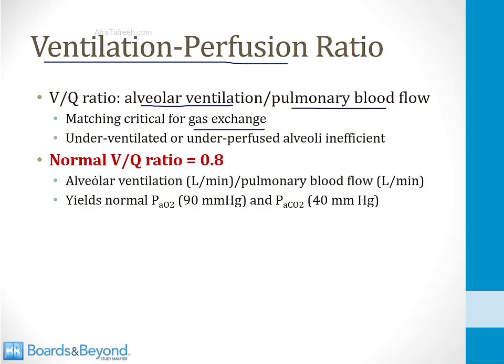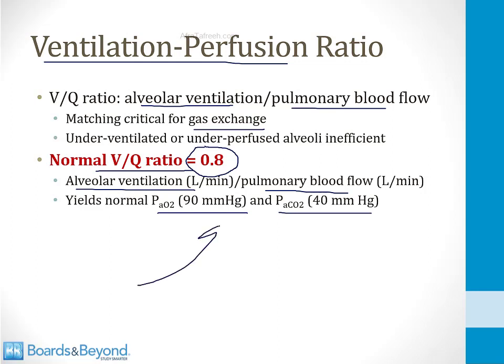So the normal VQ ratio, the ventilation to perfusion ratio for the entire lung, is 0.8. And this number comes from simply dividing the alveolar ventilation in liters per minute by the pulmonary blood flow in liters per minute. And this normal VQ ratio is what gives us our normal gas content in the arterial blood of a PaO2 of about 90 and a PaCO2 of about 40. If ventilation and perfusion become off, then these numbers might not be achieved.